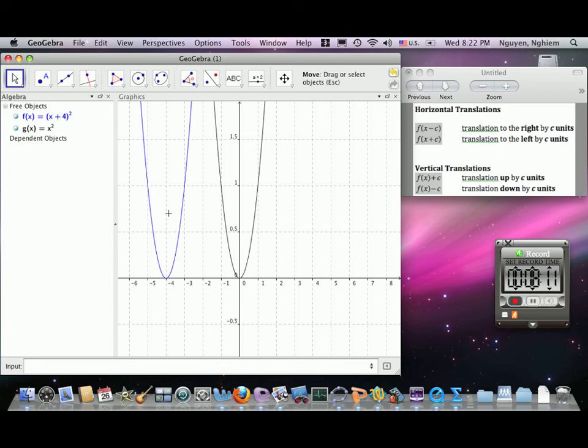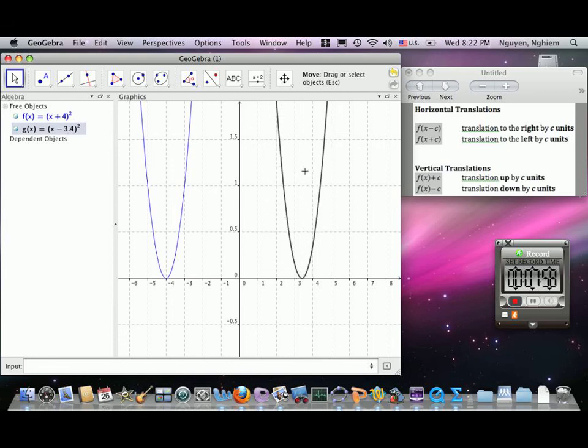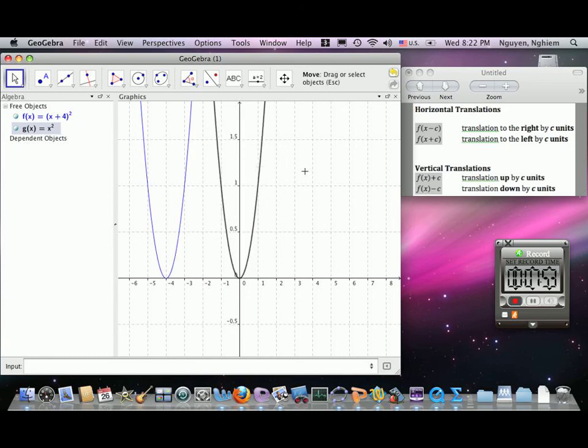Okay. And you can also watch what happens to this black graph as I slide it to the right. The further I slide it to the right, it's actually subtracting the value. And the further I slide it to the left, it's adding values. If I go past the y-axis, it's actually adding values, and it's going to keep on adding until I get to here, where it's perfectly lined up. So if I add a number to the x, it's going to move it to the left, and if I subtract a number from it, it's going to move it to the right.